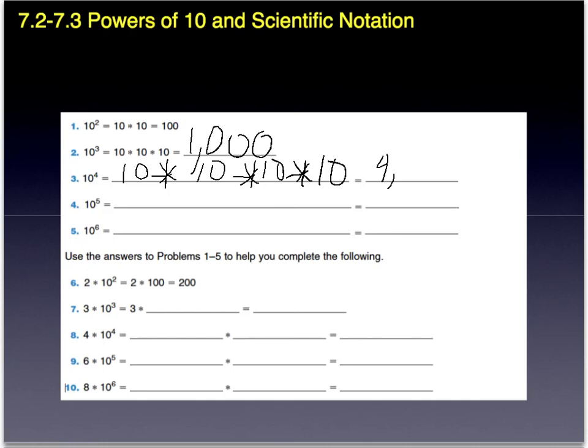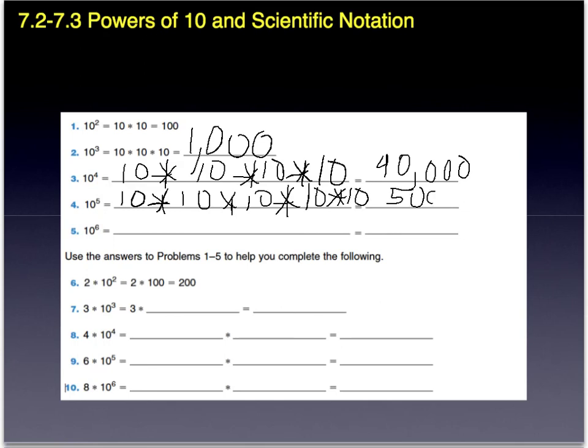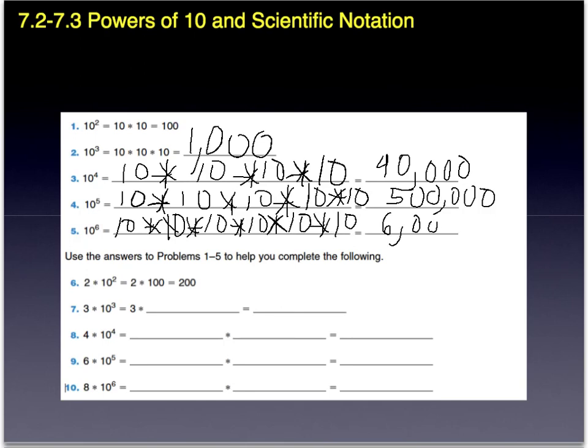Mr. Shanto, I'm getting ahead of myself here. 40,000. 10 to the power of 5, 10 times 10 times 10 times 10 times 10 times 10, 500,000. And last but not least, 10 times 10 times 10 times 10. That's 4. Let's get 5 tens, and we have 6 tens. We have 6. Where did I get? Mr. Shanto, what are you doing?